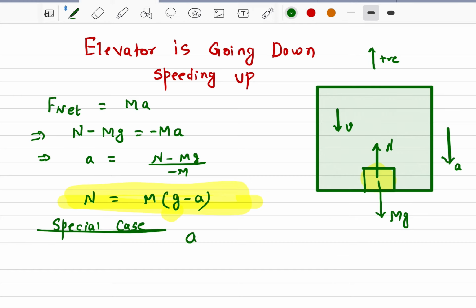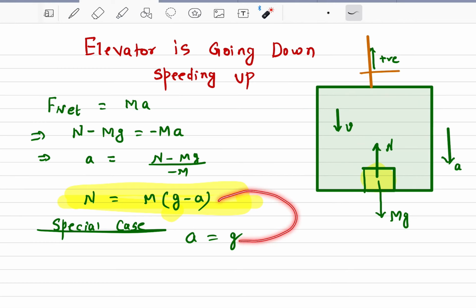The special case here is A becomes exactly equal to G. So what does this mean? That means this elevator, which is supported by a cable, let's say the cable breaks down, and the entire elevator, including you and your vehicle, is falling vertically downward. There's no rope now. So that means you fall down with this value G.